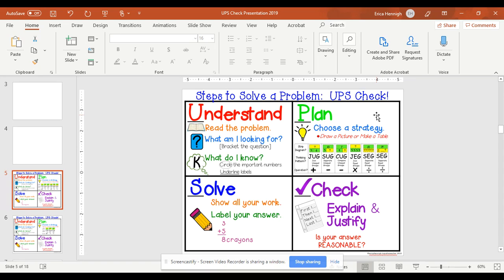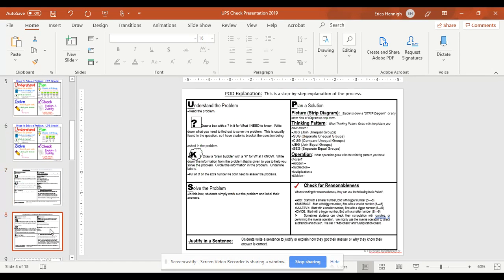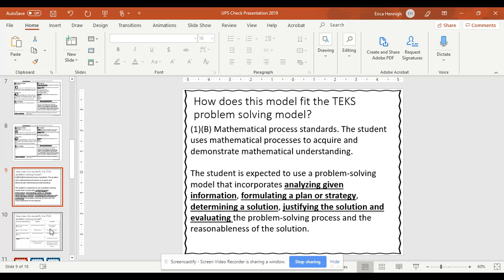In the plan box, we talk to them about using a strategy, which could be so many things. They can act it out, draw a picture, work backwards, make a table, all these things. We focus a lot on drawing a picture or a strip diagram at this time. When I first started that, the strip diagram wasn't part of our TEKS, so I would tell them they could draw a circle diagram, and I still let them do that if that's what helps them. But we also really emphasize the strip diagrams or bar diagrams with the kids because that's part of our TEKS.